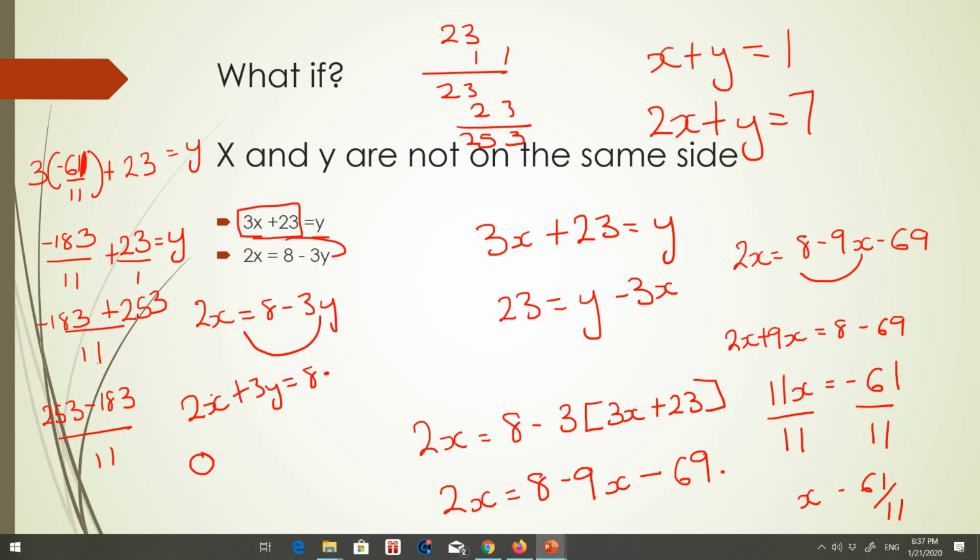25 minus 18, that should be 70. So we have 70 over 11. So that's the value of y. So we have minus 61 over 11 as x here, and we have 70 over 11 as y. The values are a bit, they're in fractions, they seem confusing, but I really hope you get the idea.